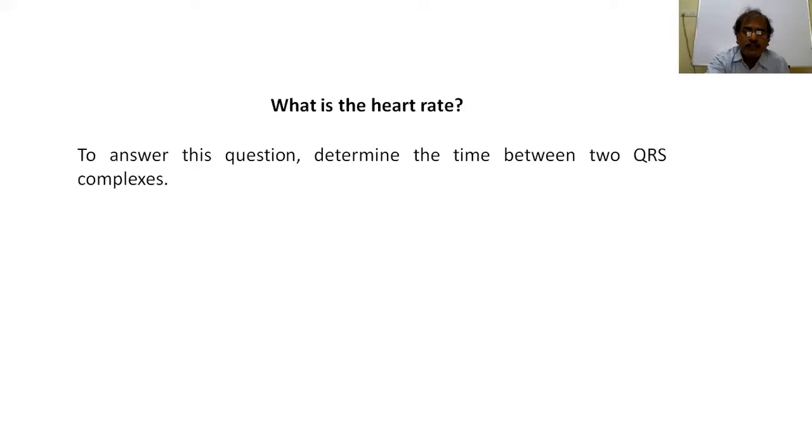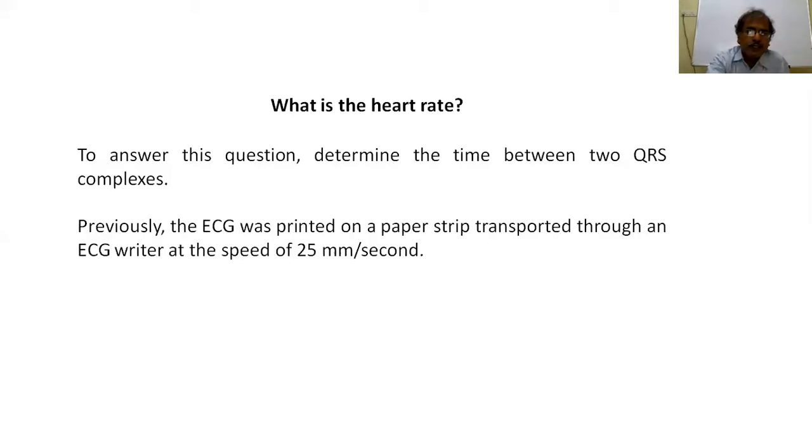To answer this question, determine the time between two QRS complexes. Yesterday I told you what a QRS complex is. So to answer this, what is the heart rate, we have to first determine the time between two QRS complexes. This is determined by the paper speed.